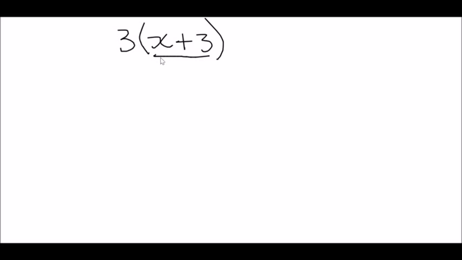Now if you've got to expand the brackets, that means that you've got to actually multiply everything inside the brackets by whatever is out the front. So the first thing you do is multiply that at the start. So this 3 multiplied by the x. Then in the middle here, you write everything else that's in the bracket. So then I'm going to write the + 3. Now that's not the end of it, because all I've done here is multiply the x by 3. I haven't multiplied this other number, this 3, by the 3 yet.